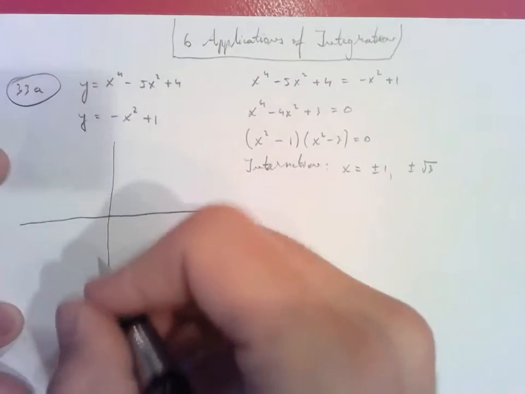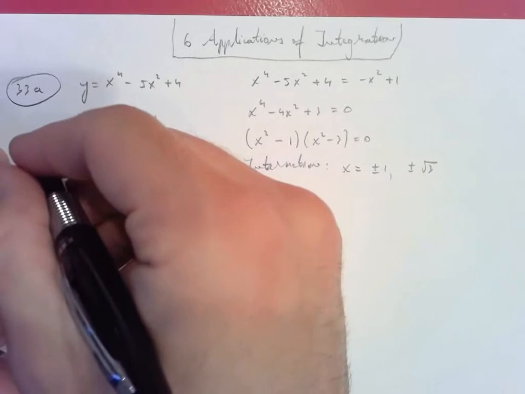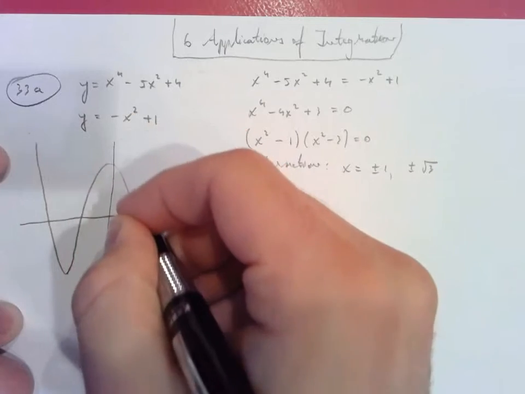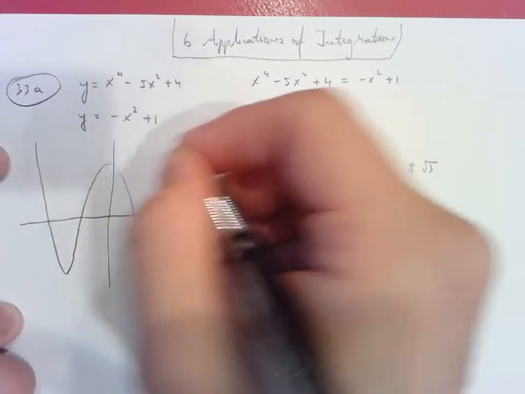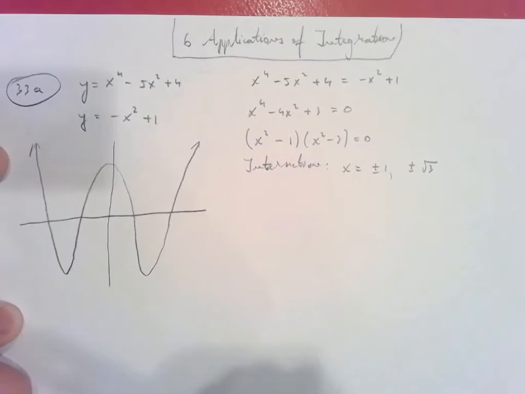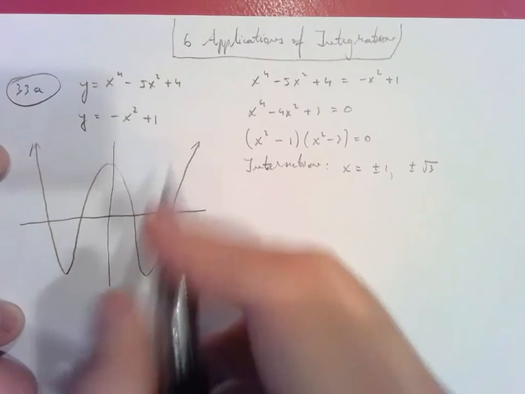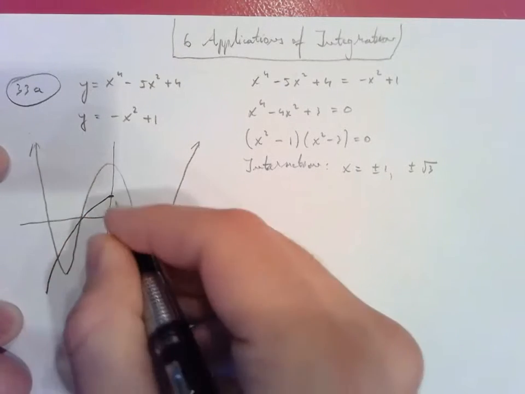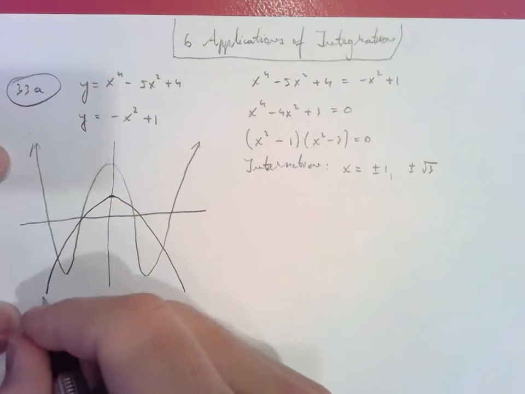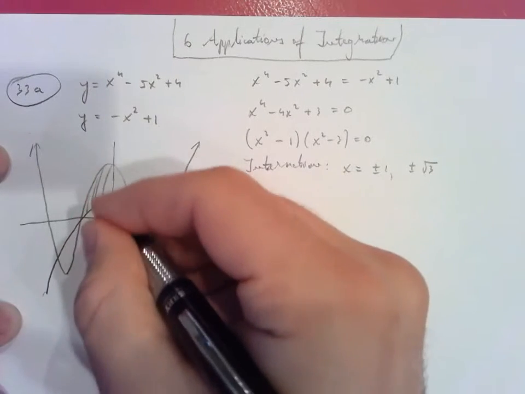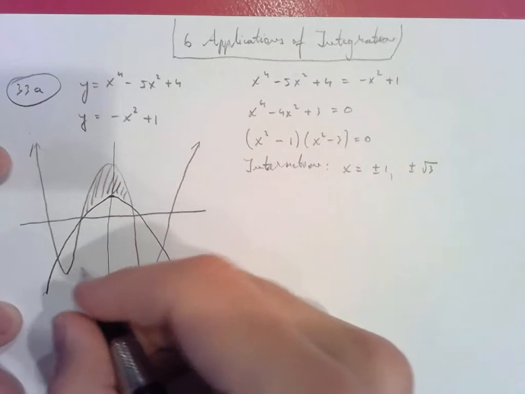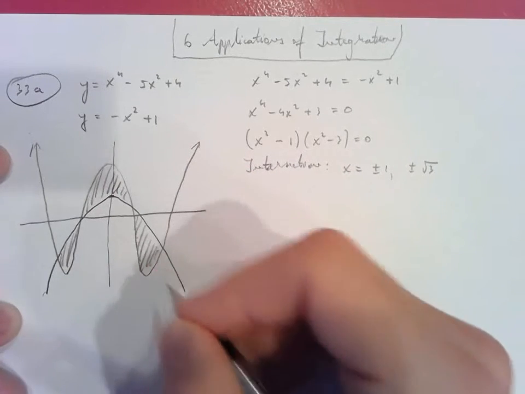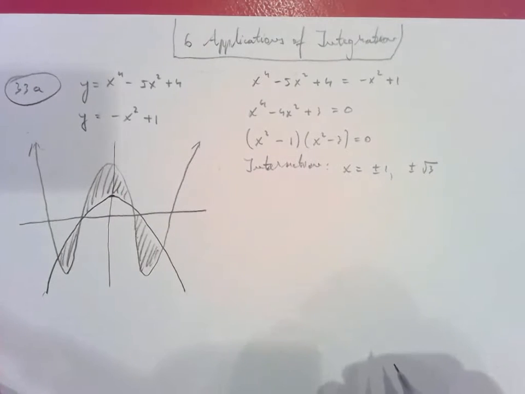Now let me give a rough sketch of this region. First, I have the x to the fourth polynomial, and it looks something like this. And then I have the negative x squared plus 1, so it's the parabola that's shifted up 1, opening down like that. Right, so the region of intersection is the shaded region right here. That's just a rough sketch.